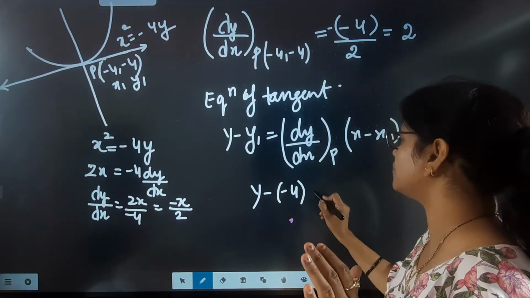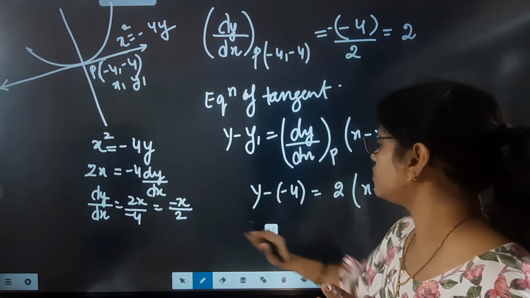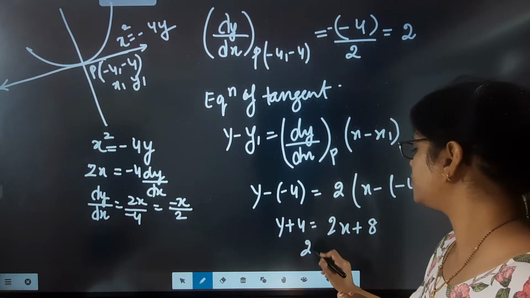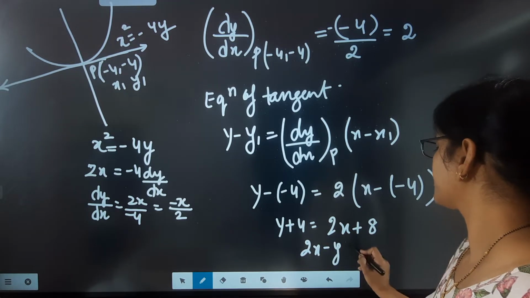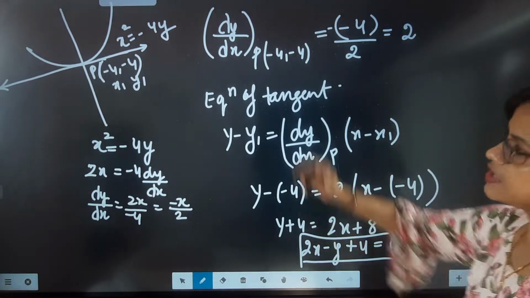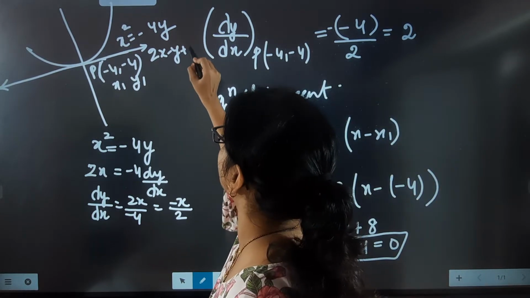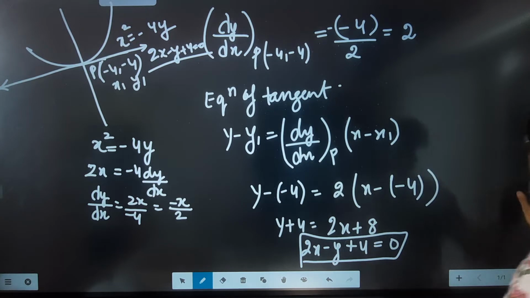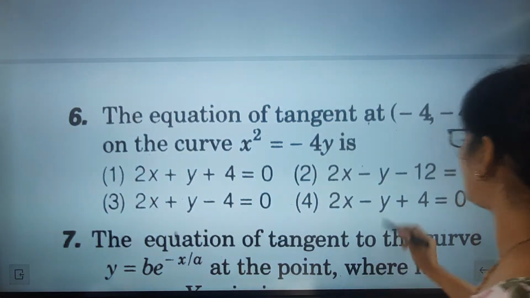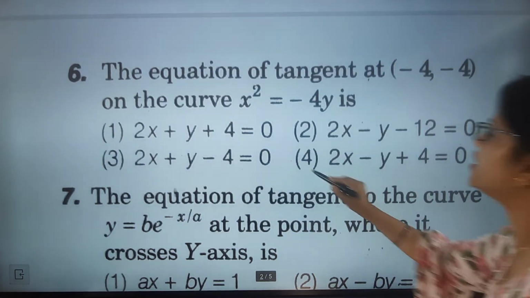So y minus of minus 4 equal to 2 times x minus of minus 4. Okay, so now y plus 4 equal to 2x plus 8. So 2x minus y plus 4 equal to 0. So this is the equation of the tangent. The curve is touching this tangent at this point only. So this is exactly the equation of the tangent: 2x minus y plus 4 equal to 0. Where is 2x minus y plus 4 equal to 0? This is the fourth answer. So the fourth answer is going to be the correct answer.